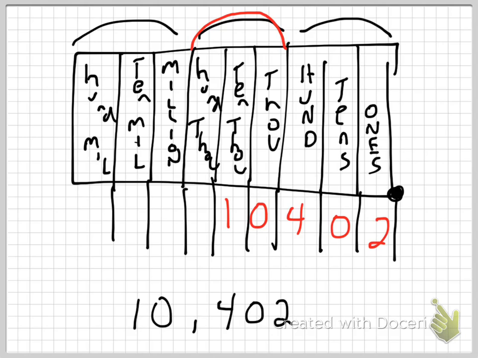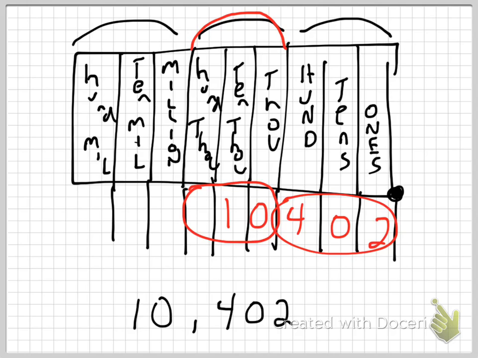We go up here and we just grab that group of 3 and we go, okay, that is 10. What's the group name? 1,000. 10,000. Over here, this is just the units. They don't have their own little name. There's 10,402. Notice I didn't say and anywhere in there. I did not use the word and.